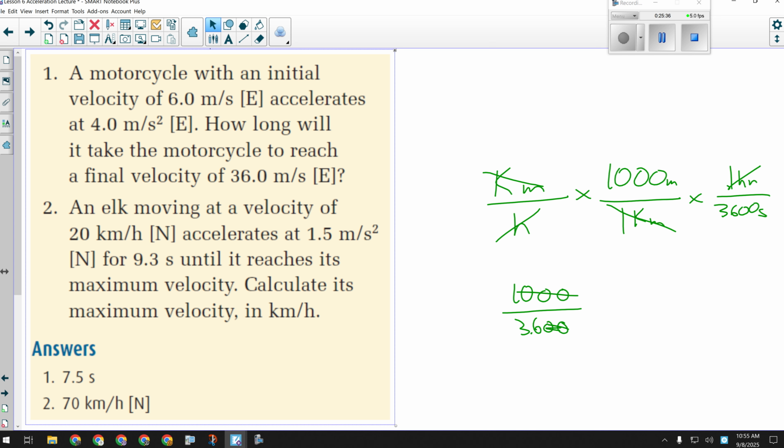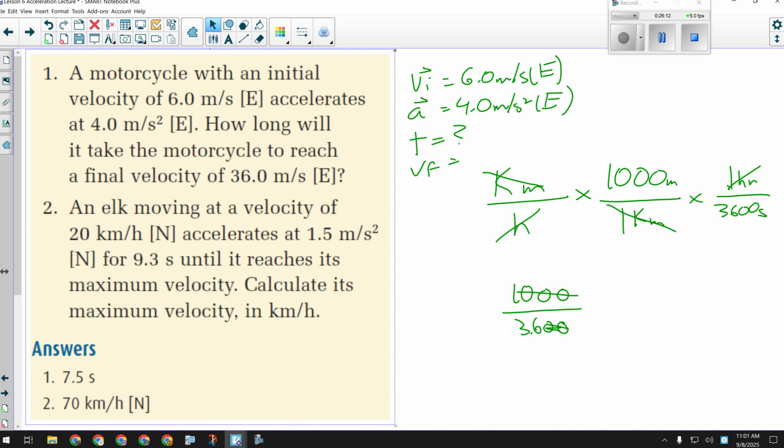Okay, I'll give you guys a couple minutes. Number 1 works just like the example we did, right? This motorcycle has an initial velocity of 6 meters per second east. So Vi for that one is 6.0 meters per second east. And it accelerates at 4 meters per second squared east. So they gave us the acceleration, and it is accelerating in the same direction that it's going, so it's going to go faster. How long will it take, looking for time, to reach a velocity of 36 meters per second east? Whoops, not 3.6, 36.0 meters per second east.